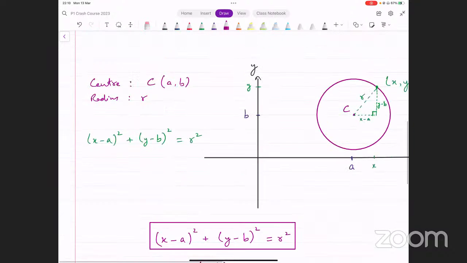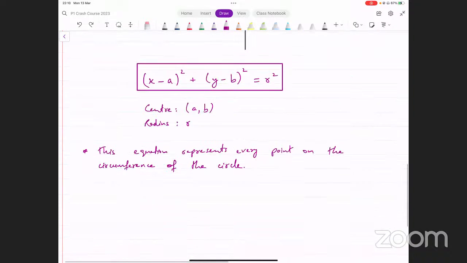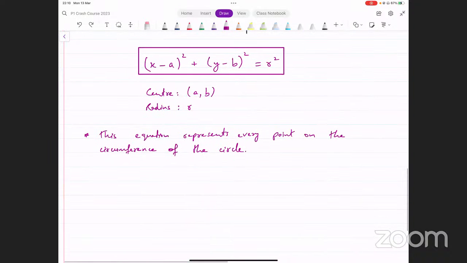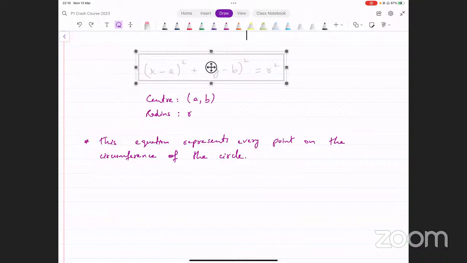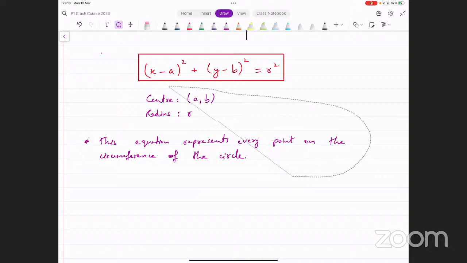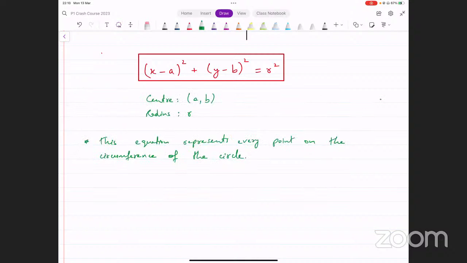All right, it does not represent points inside the circle. It only represents points on the circumference of the circle. So that's how we write the equation of a circle. Keep this in mind. This is the standard form that you have now. Keep in mind that a and b are the coordinates of the center of the circle, and r is the radius of the circle.